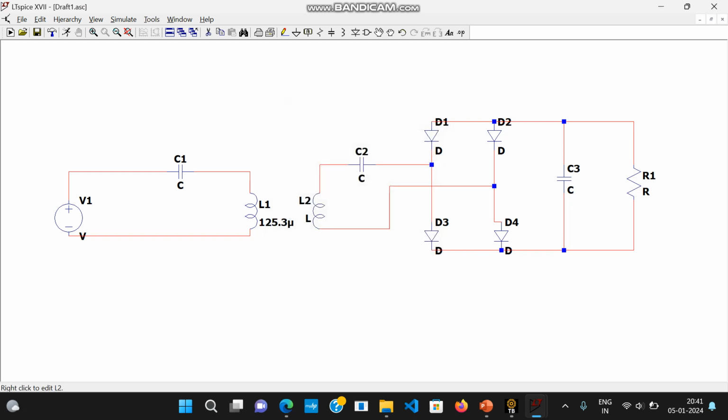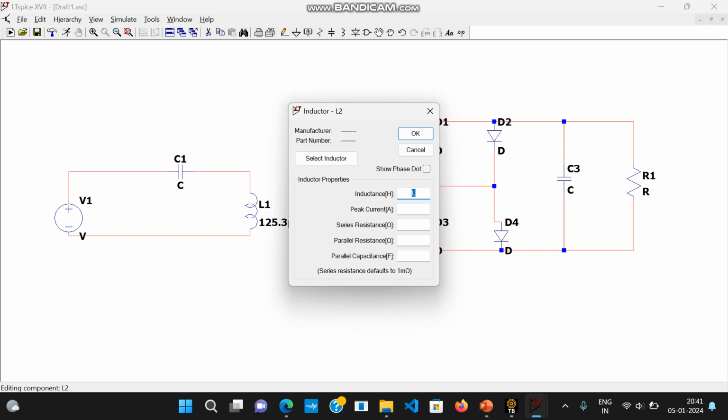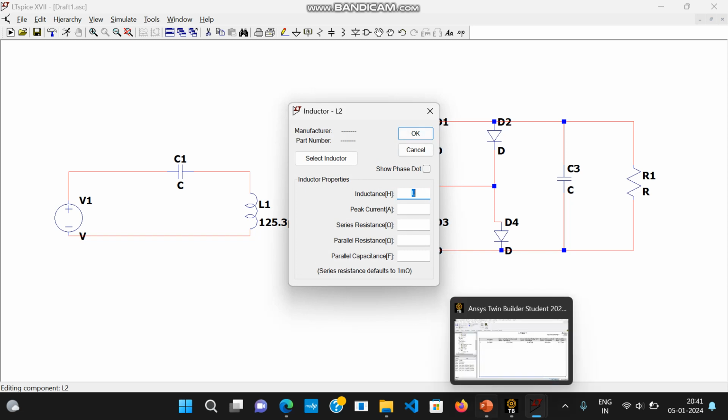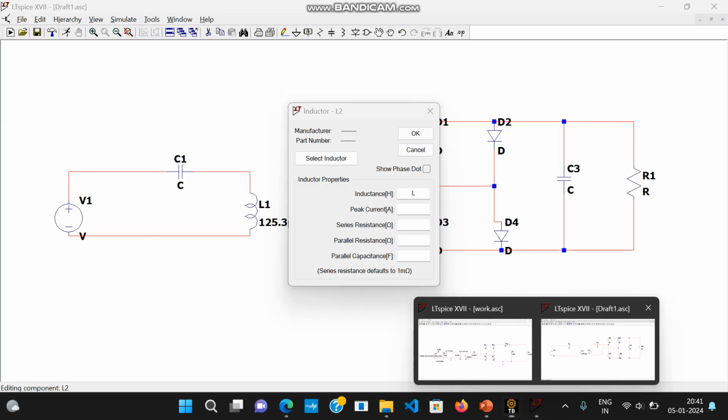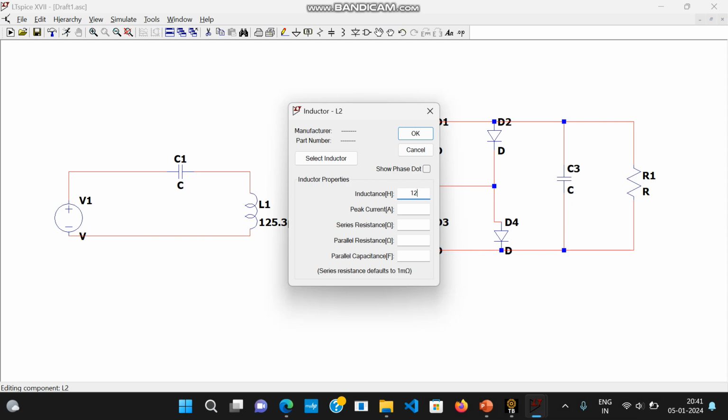Okay, then for L2 we will do the same: place your cursor near the component and press the right button on your mouse, and here you will get the value setting dialog. So this is our receiver inductance, which is 125.77 micro, 125.77.